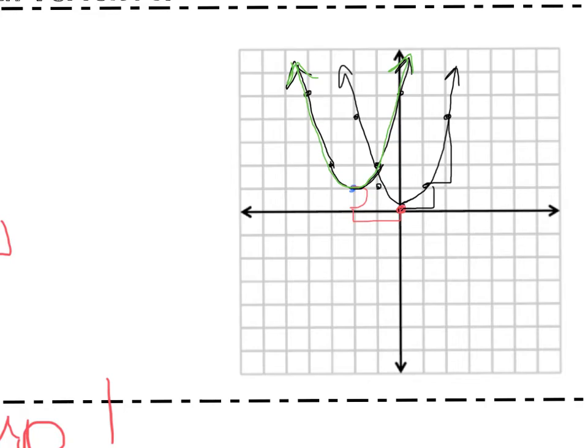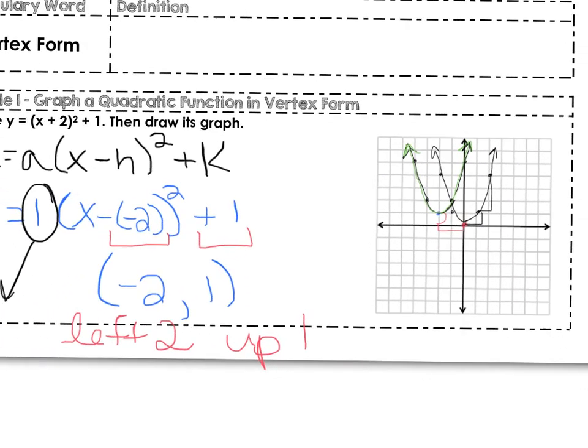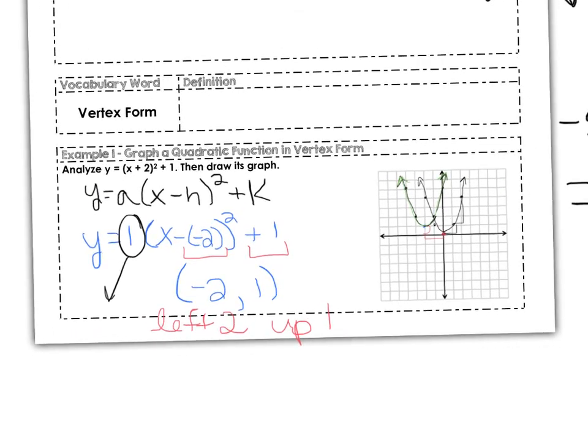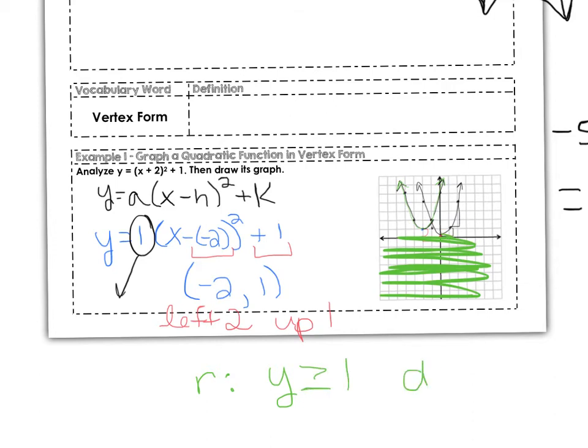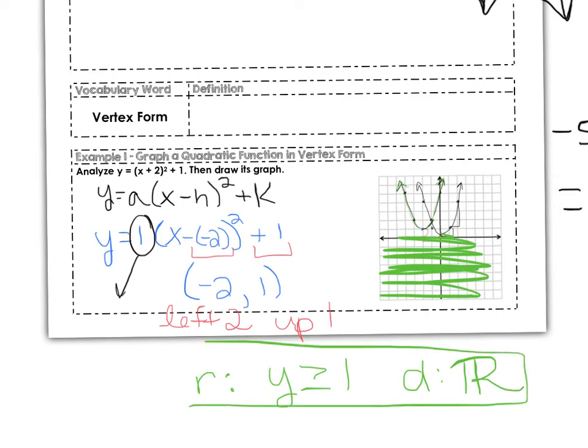Another thing to recognize that vertex form helps us identify is our range. Because we can recognize what direction we open, we can recognize that our range, which is all possible y values, can't be anything below here. So y must be bigger than or equal to positive 1. Remember with our domain, because we can plug in any values for x, we have a domain of all real numbers.